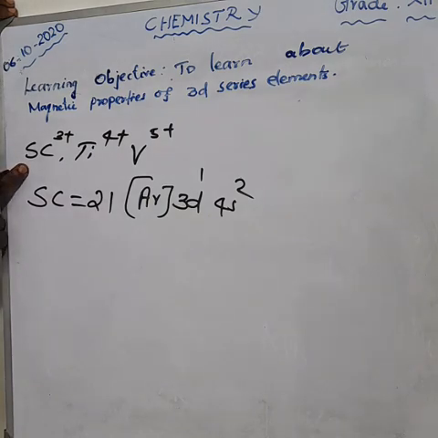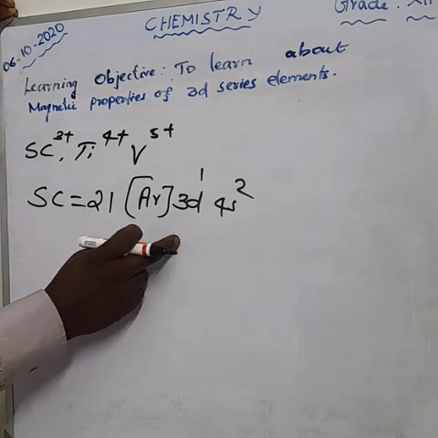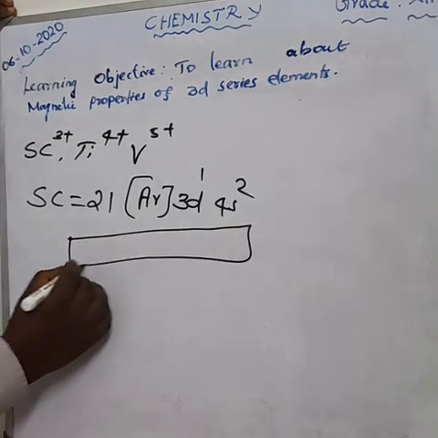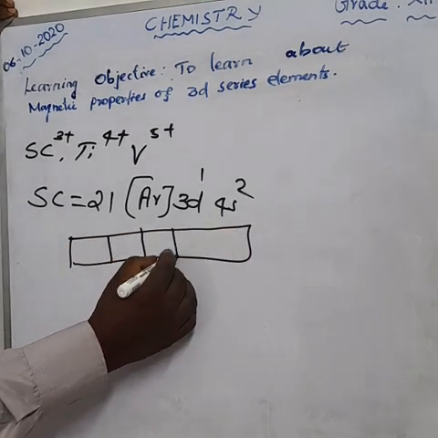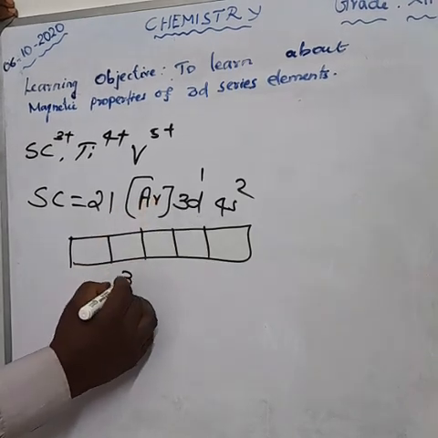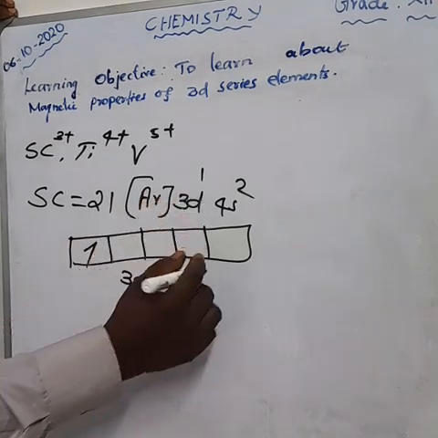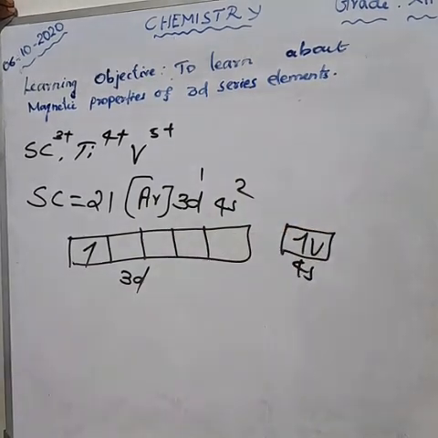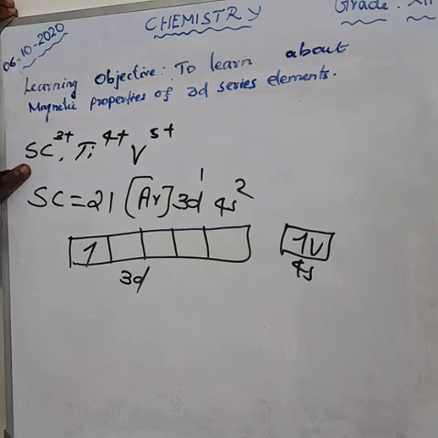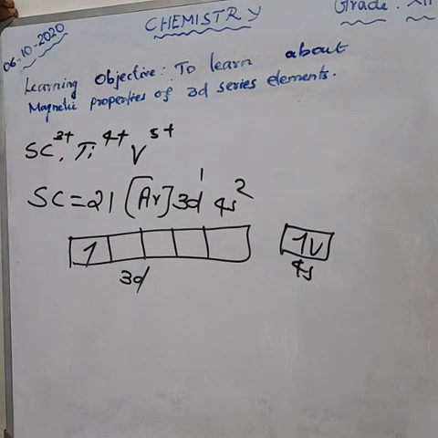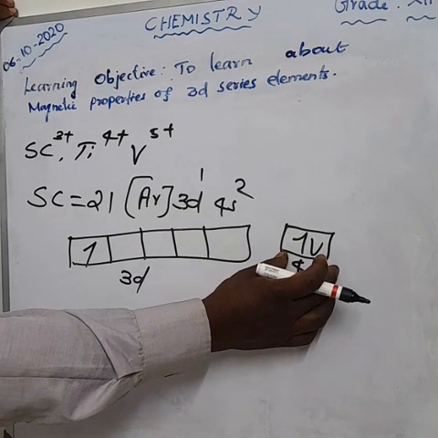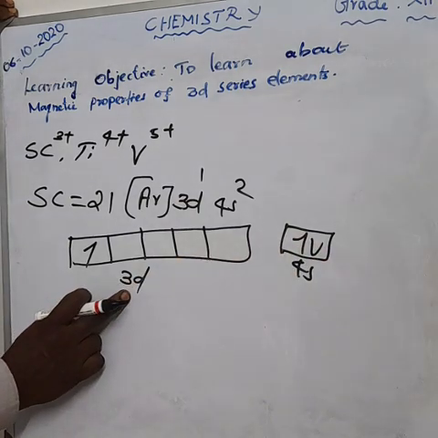Scandium, the electronic configuration we are going to write. First of all, we are writing the 3d subshell. How many electrons are there? 3d, only one electron. About the 4s, how many electrons? 2 electrons. Am I right? Here Sc3+ means loss of how many electrons? Loss of 3 electrons. So the 2 electrons from 4s are lost, and from the 3d subshell, the 1 electron is lost.